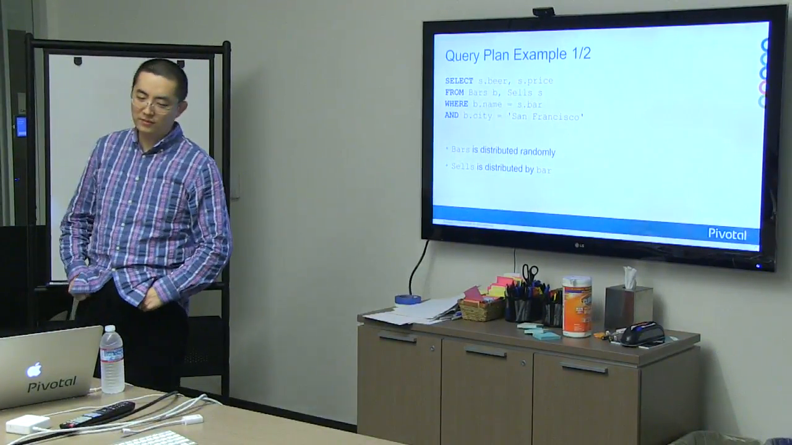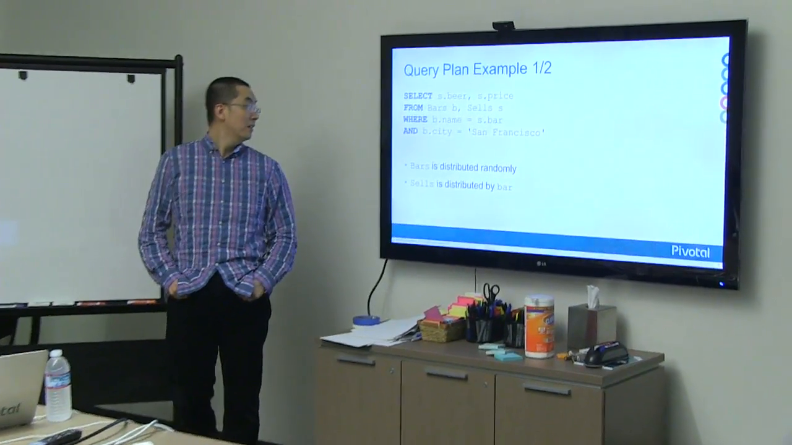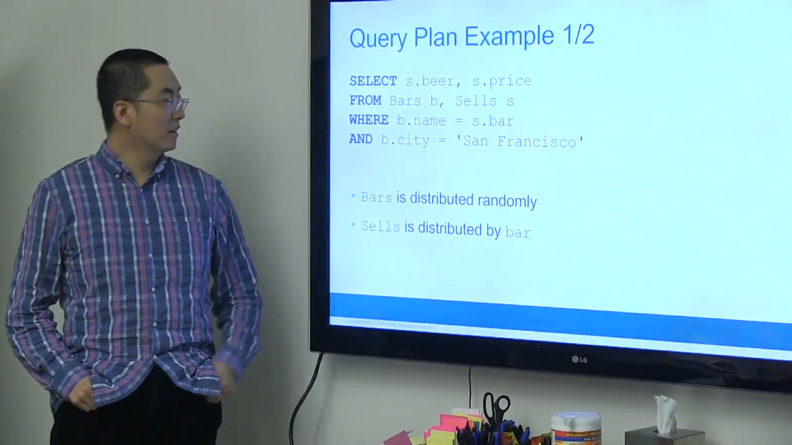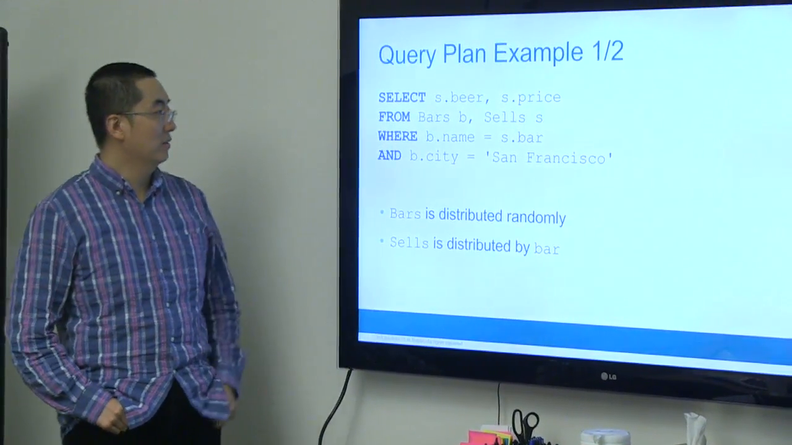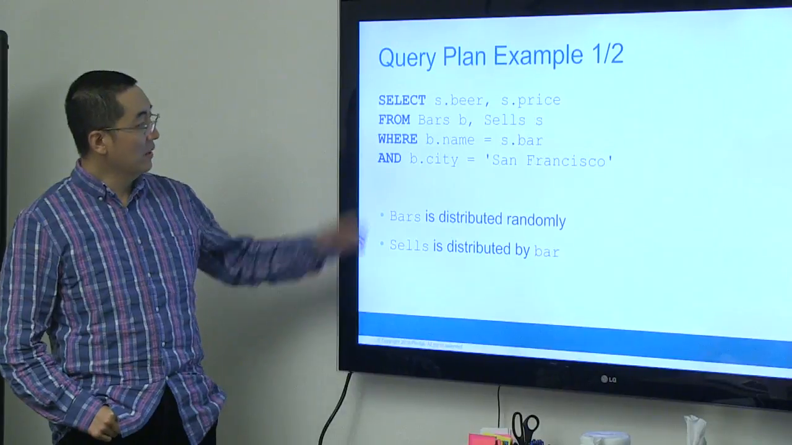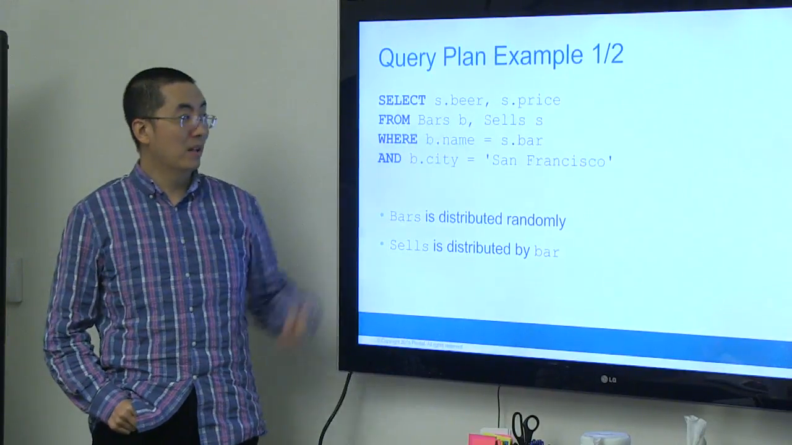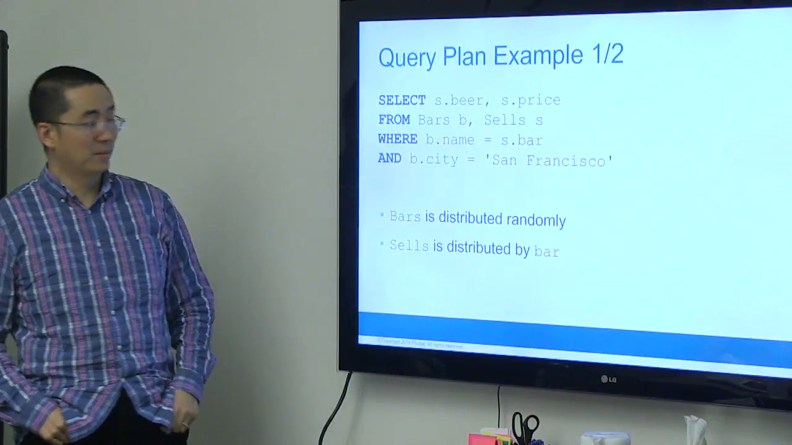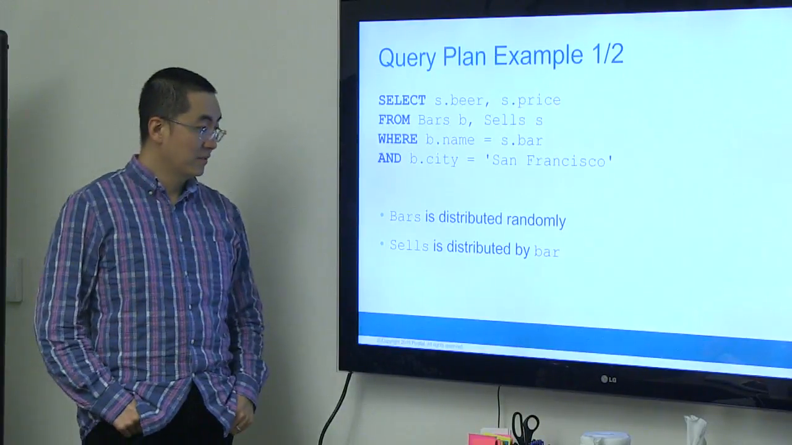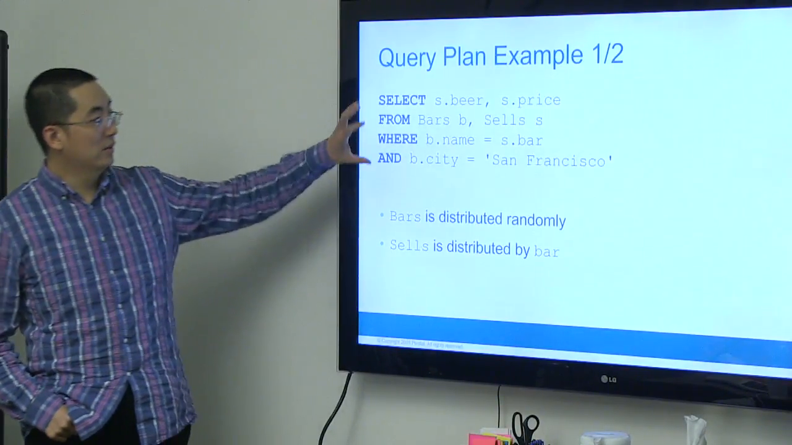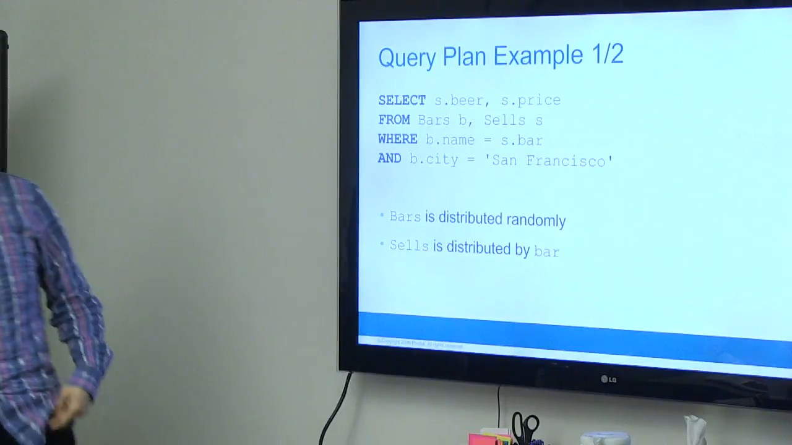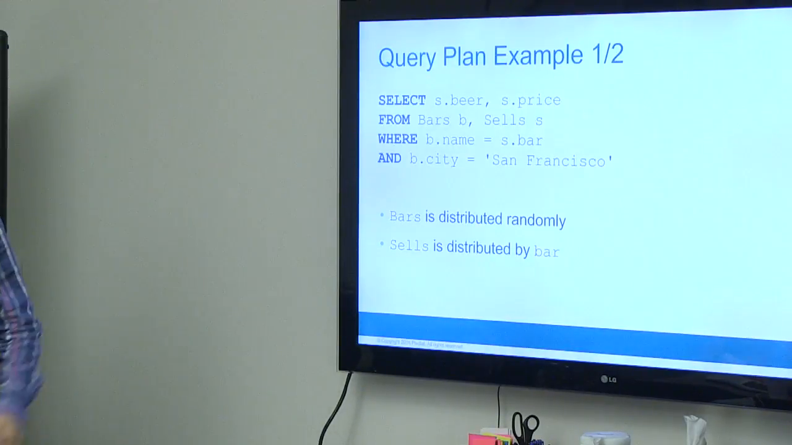Here's the example. It's very simple, right? We try to find all the beers in San Francisco. In this case, we have two tables, bars and sells. Bars is distributed randomly, and sells is distributed by the bar. You join those two tables together to find the beer in San Francisco.